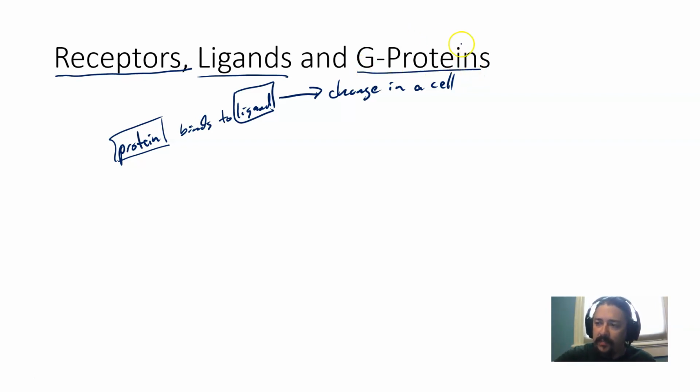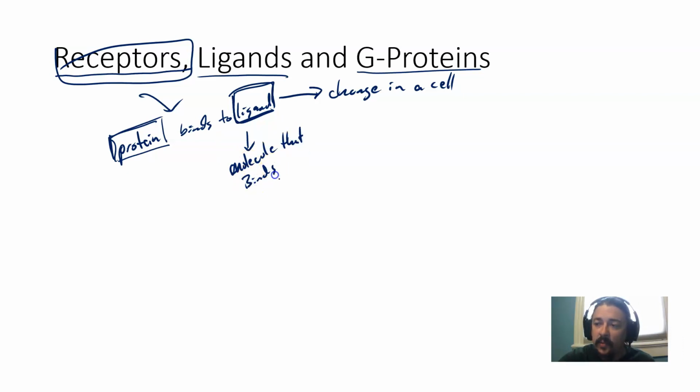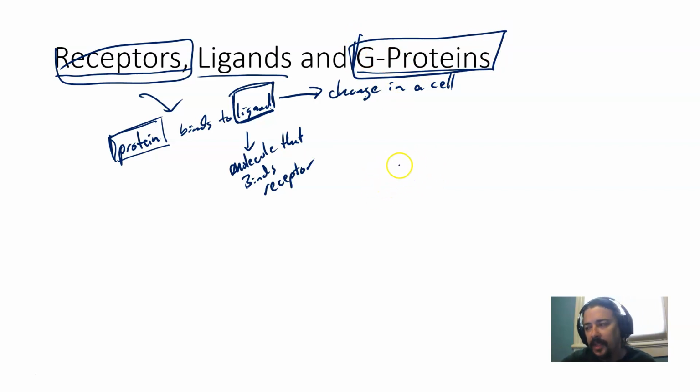Well, we've kind of defined what a receptor is. That's a protein that binds a ligand. I guess, what is a ligand? A ligand is just a molecule that binds a receptor. What is a G protein? A G protein is a protein. You've got some protein here, and it's got a little pocket in there, and this pocket can be filled with a molecule called GDP, in which case it is inactive.